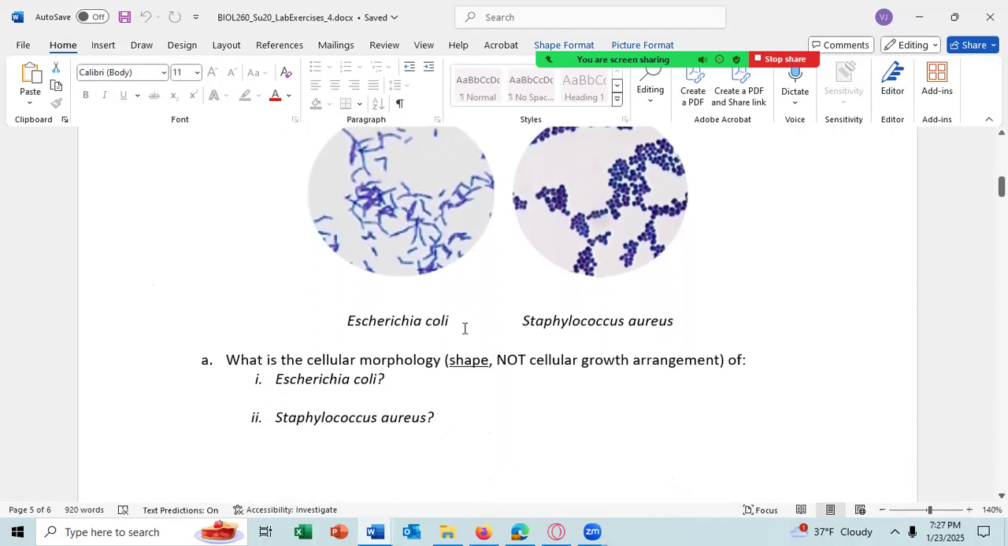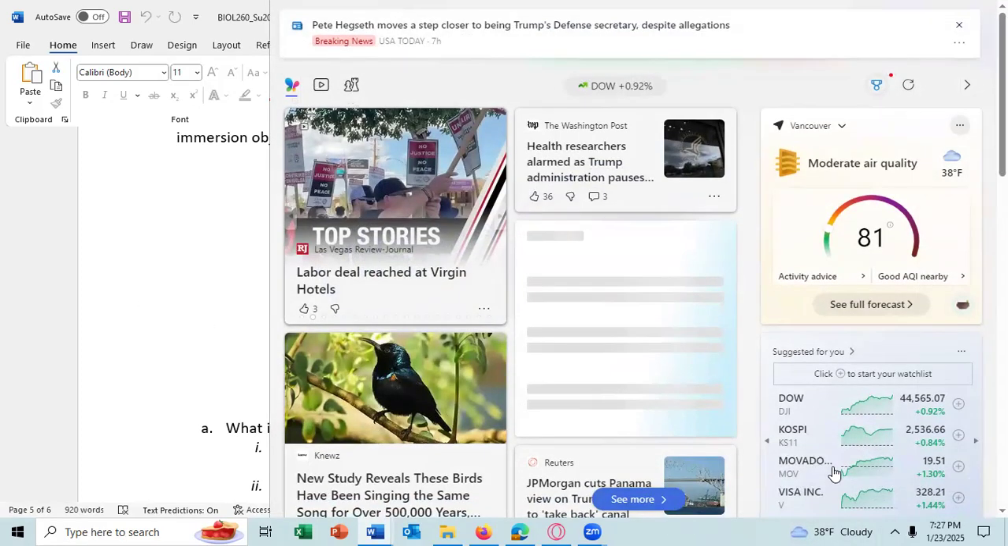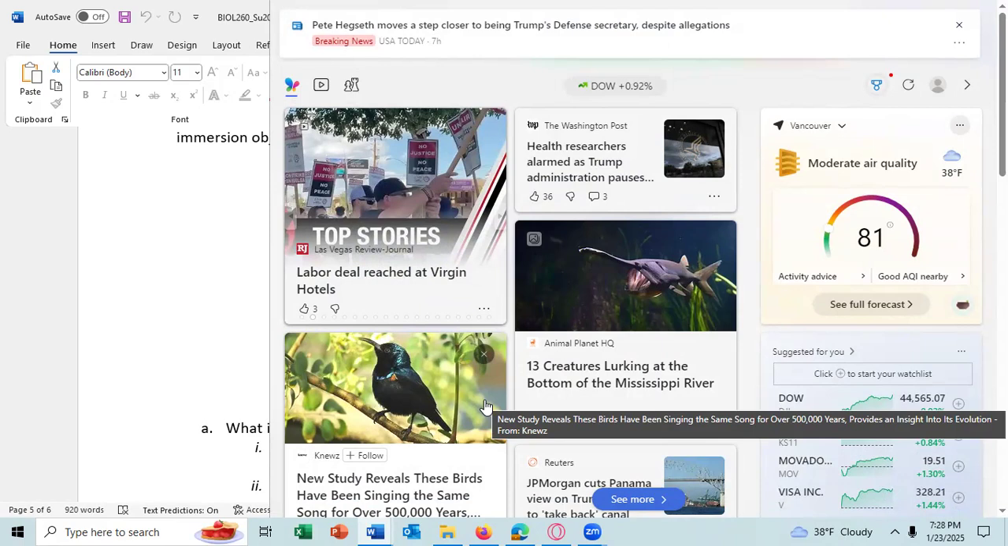Procedure 2A, what is the cellular morphology? That is the shape, not the cellular growth pattern or growth arrangement. E. coli is shown here and Staphylococcus aureus here. Let me inform you that this is a clumping preparation of cells, and you have to note where the cells are and where they are not.